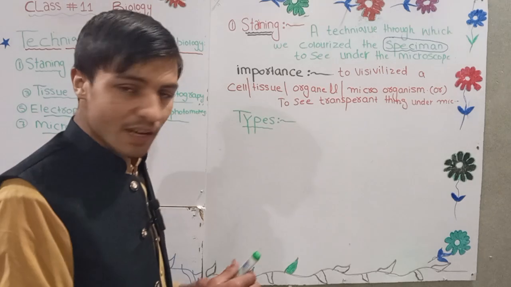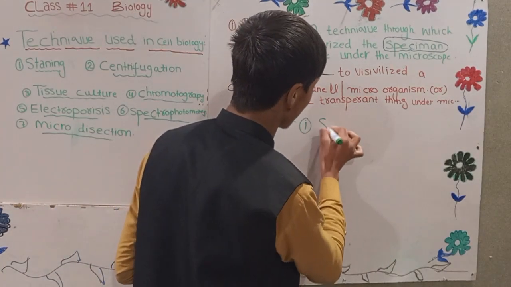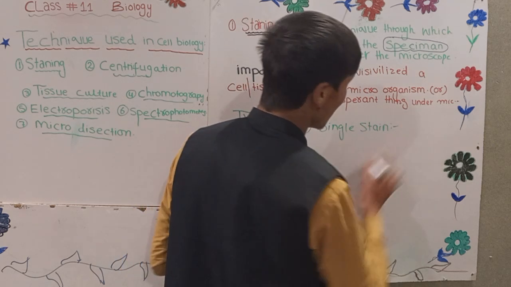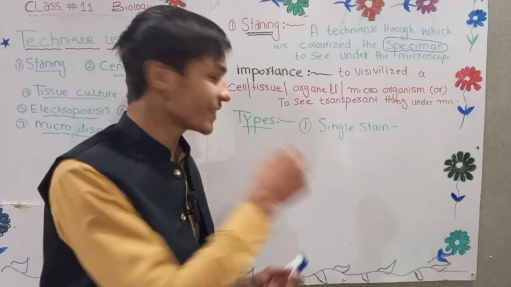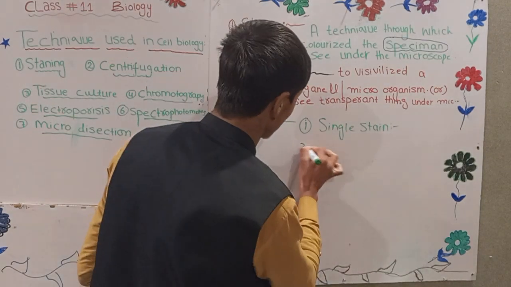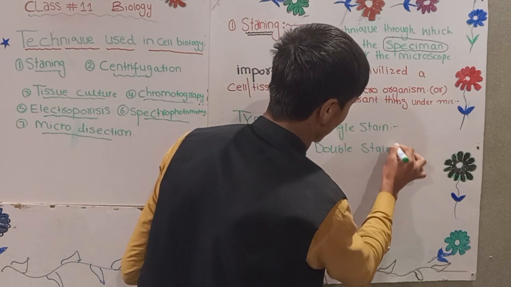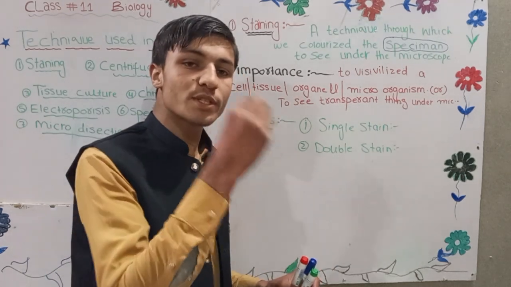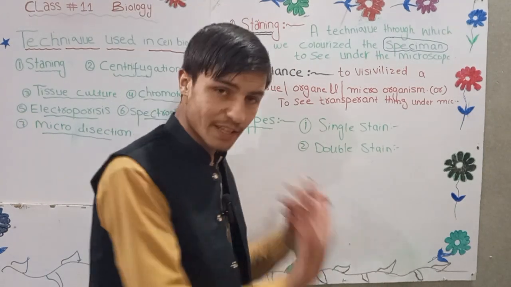There are different types of staining. On the basis of layer, there are two types. Number one is single stain: a type of stain in which we use only one color to see a thing under the microscope is known as single stain. Number two, double stain: a type of stain in which we use two colors, two dyes, to see a thing under the microscope.